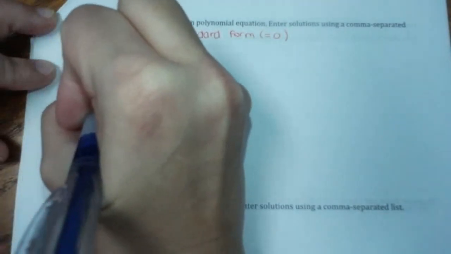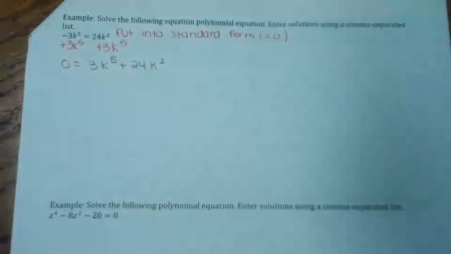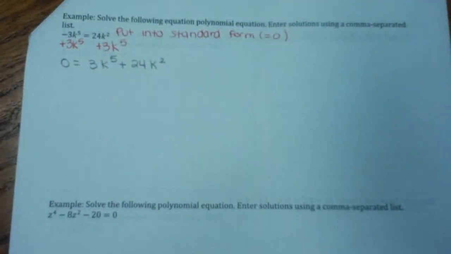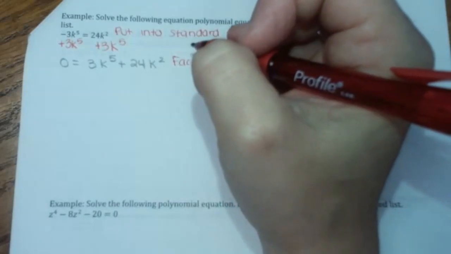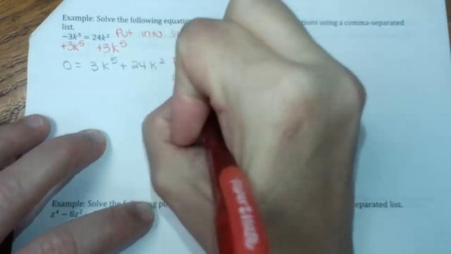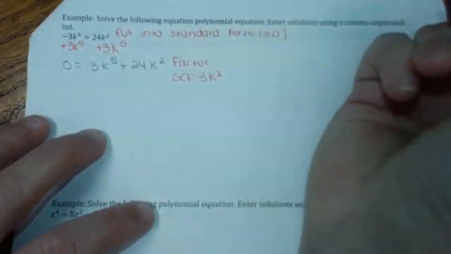Which remember is set equal to 0. So we have 0 equals 3k to the 5th plus 24k squared. So it's set equal to 0, so we can go ahead and try to factor it. So looking for a GCF. 3k to the 5th and 24k squared both have a 3k squared in common. They both have a 3 in common, and they both have k squared in common. So we can factor or divide out 3k squared from both terms.